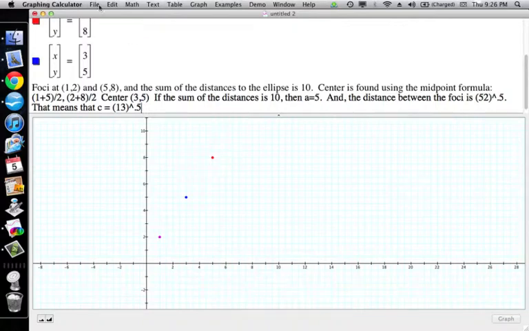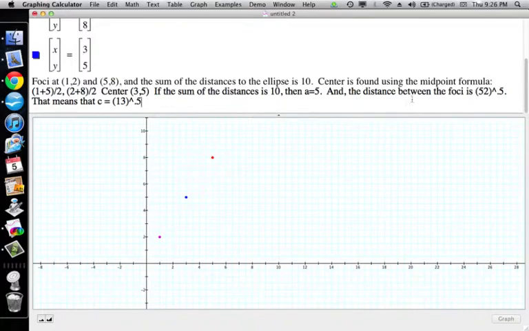So I'm going to let you think about that one. This is an advanced video, remember. So the distance between the foci is the square root of 52. So the distance from the center to the foci, that's c, so that's going to be half of the square root of 52, which is going to be the square root of 52 divided by 4. 52 divided by 4 is going to be 13, so it's the square root of 13.